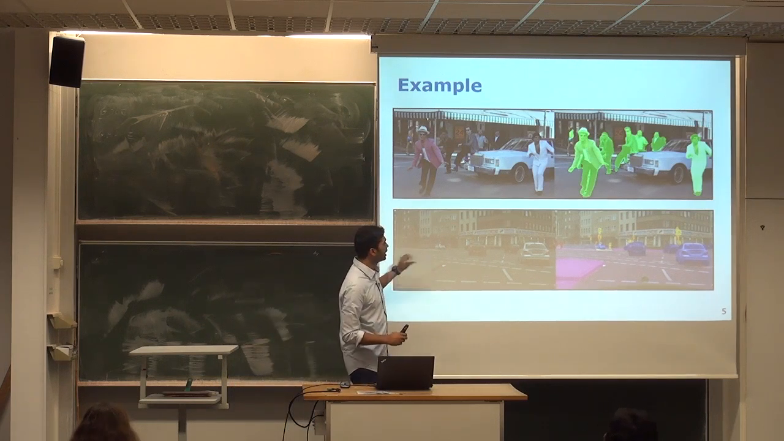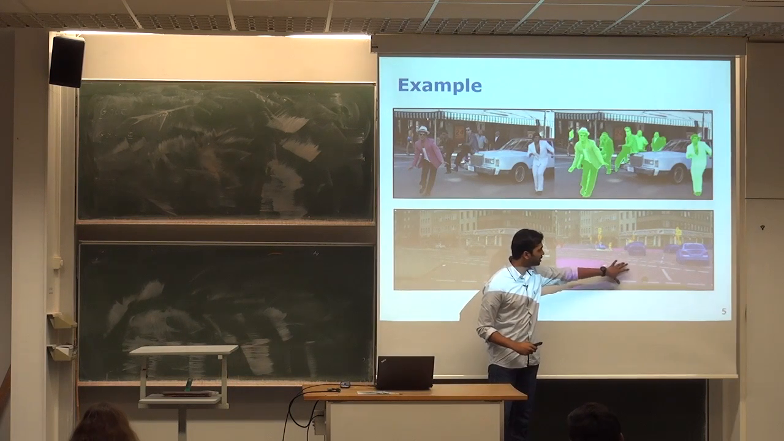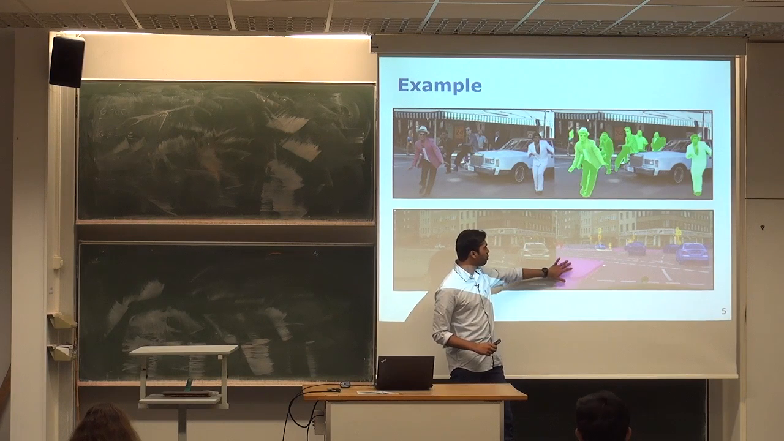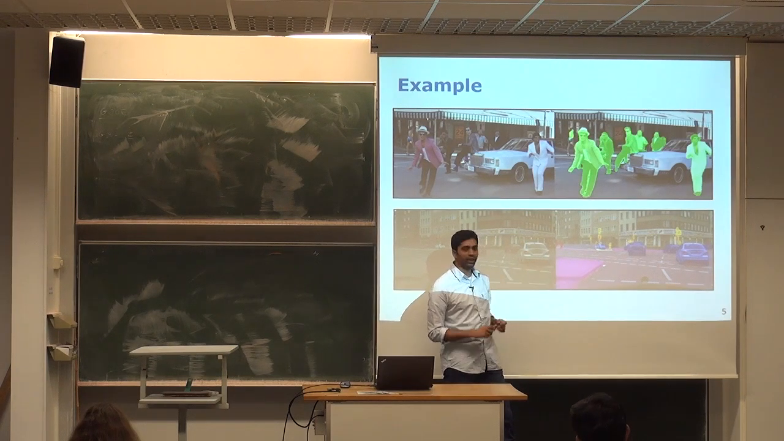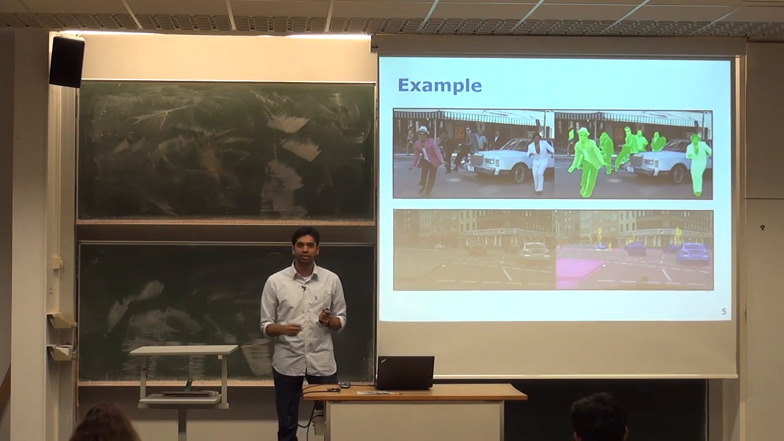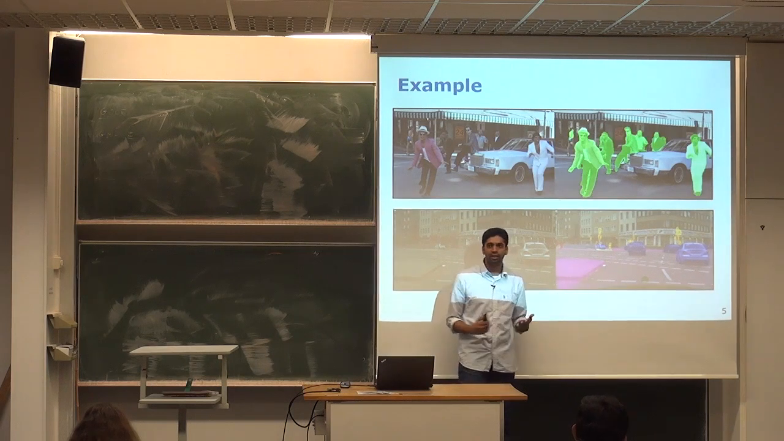So for example, given this image, we'd like to know that the parts down here are the road, what you see in light pink. The ones in this darker shade of pink are the footpath. So, for example, if you have an urban driving scenario, you would like to know where the road is, where the footpath is, and so on.